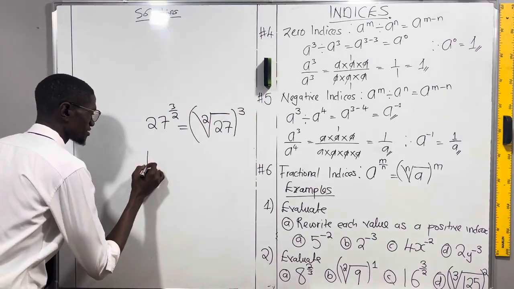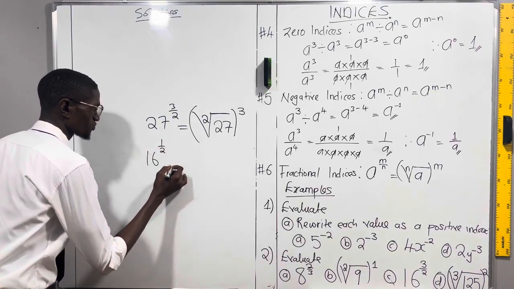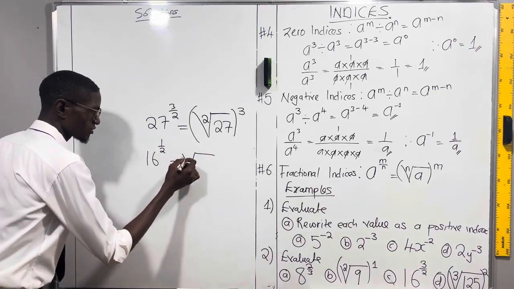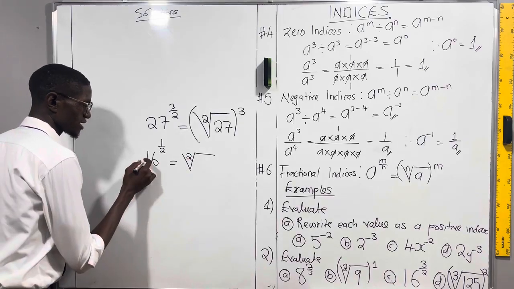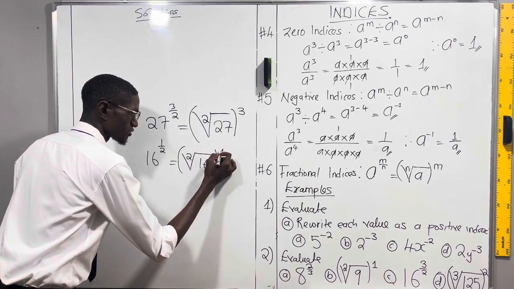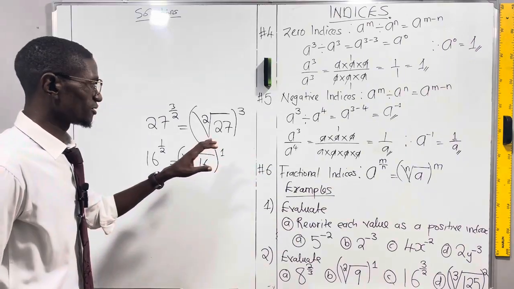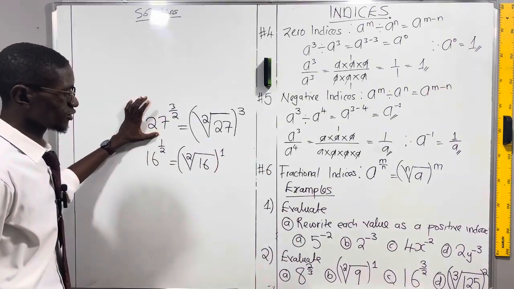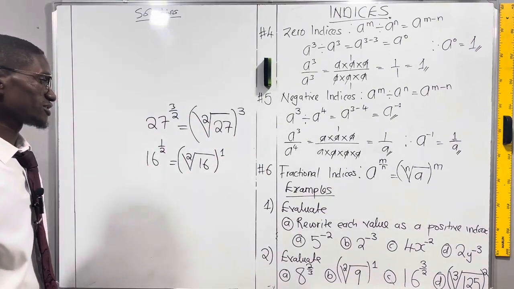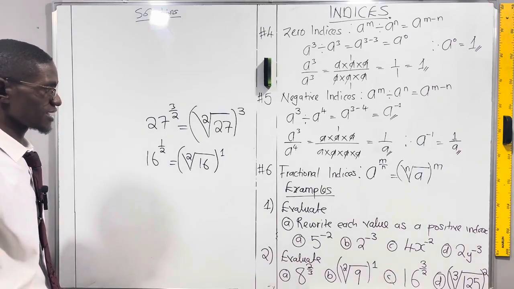Let's say you have 16 raised to the power of 1 over 2. What you're going to do is come up with a root. The bottom number we said is a root, so it comes and sits there. The 16 is the base. Then you put brackets, and then the power, which is a 1, goes there. So that is how you interpret this kind of question. Sometimes they'll give it to you like this, sometimes they'll bring it to you already changed to that format. Otherwise, it means one and the same thing.